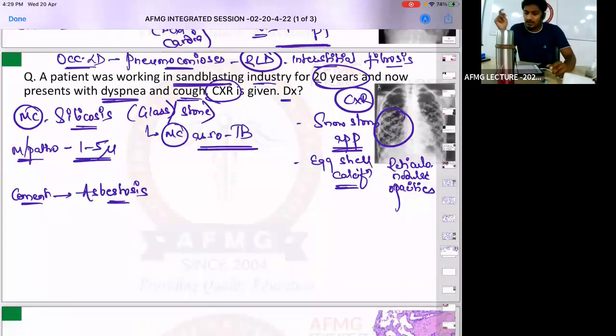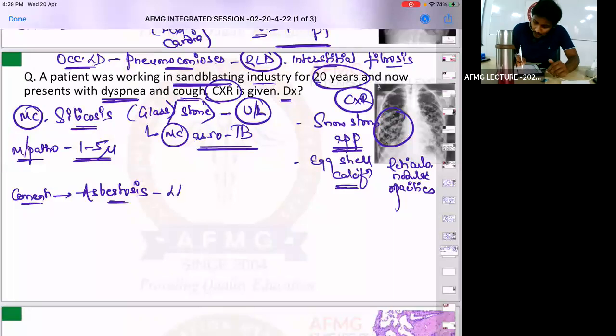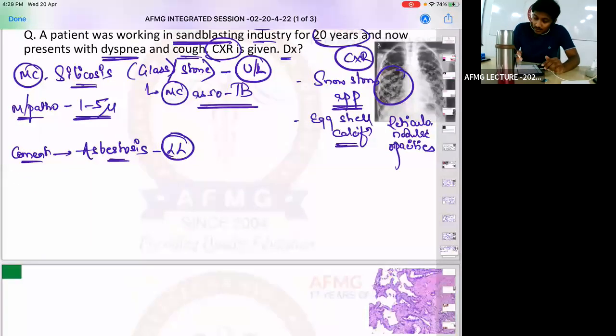All the pneumoconiosis will be more common in which lobes? Upper lobe. All pneumoconiosis are more common in the upper lobe, except for asbestosis, which is more common in the lower lobe. Important. In asbestosis, please remember the most pathogenic fiber is the straight fiber, also called amphibole fiber. Most pathogenic fiber of asbestosis.